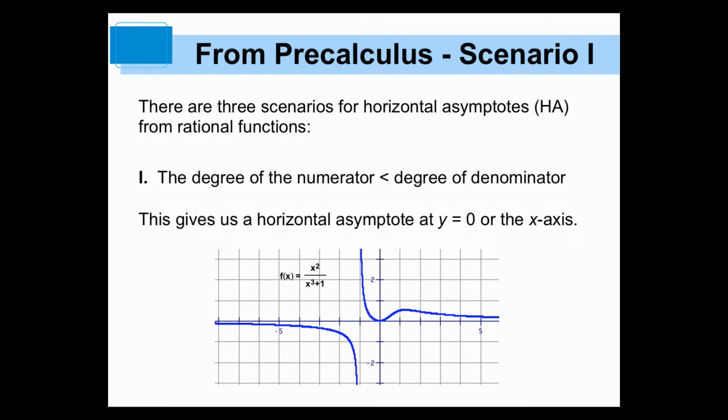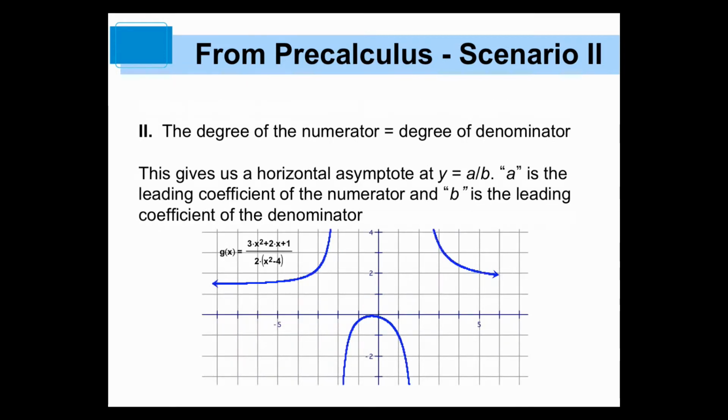All right, so we're good with this? Good. Second scenario: if the degree of the numerator matches the degree of the denominator, then you take the leading coefficients. The degree of the numerator here is squared, or 2. The degree of the denominator is 2. The leading coefficients give 3 over 2, and therefore my horizontal asymptote is at 3 over 2, or 1.5.